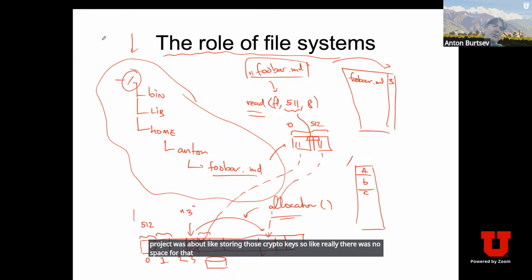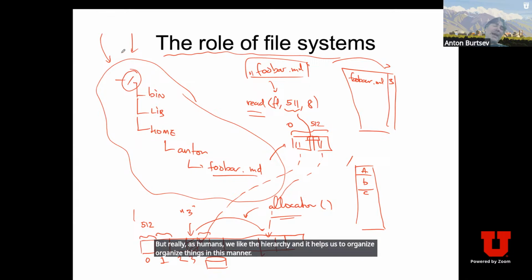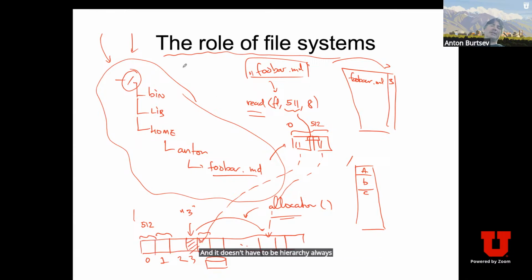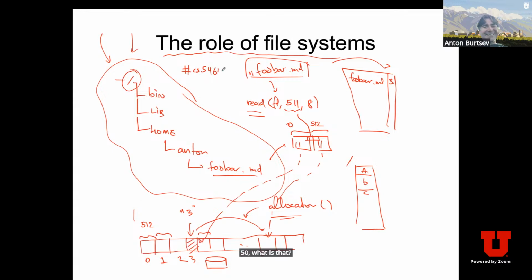But really, as humans, we like the hierarchy, and it helps us organize things in this manner. And it doesn't always have to be hierarchy, because on Facebook, for example, we don't care about the hierarchy of people. Or maybe some people do, but most don't. We just want to be content addressable. We say hashtag cs50, what is it, 5464, is that the class number? I don't remember myself. 60. And we say it's all the files related to this hashtag.